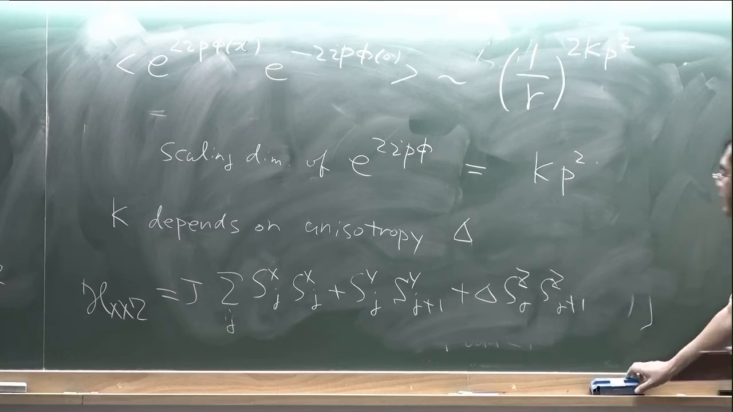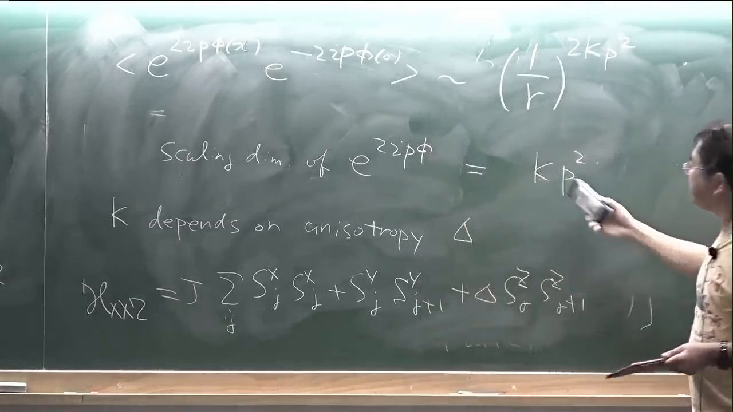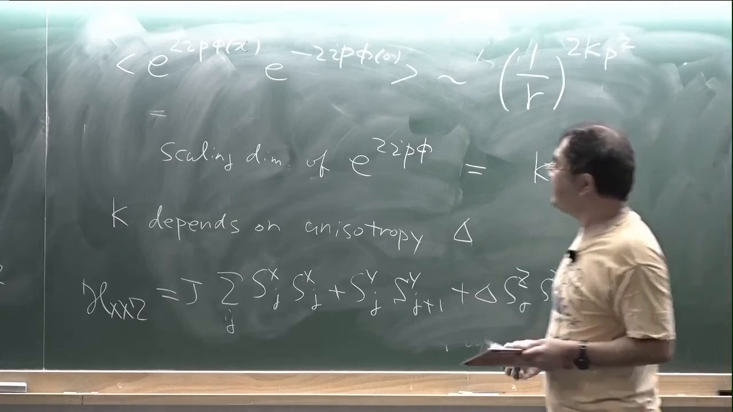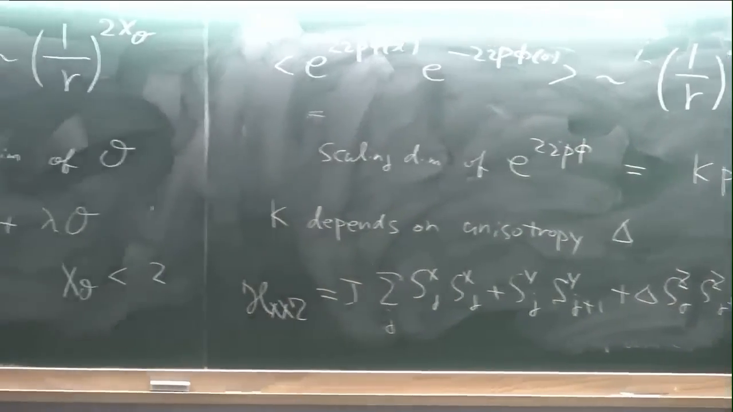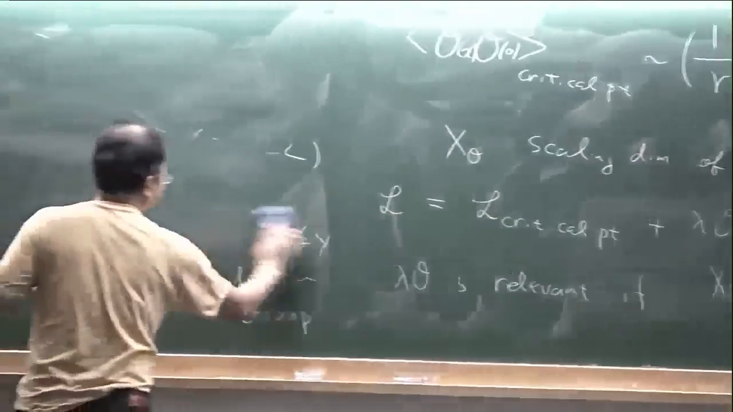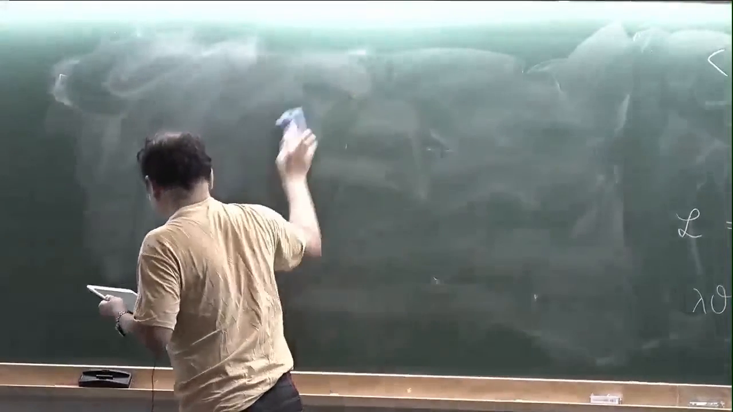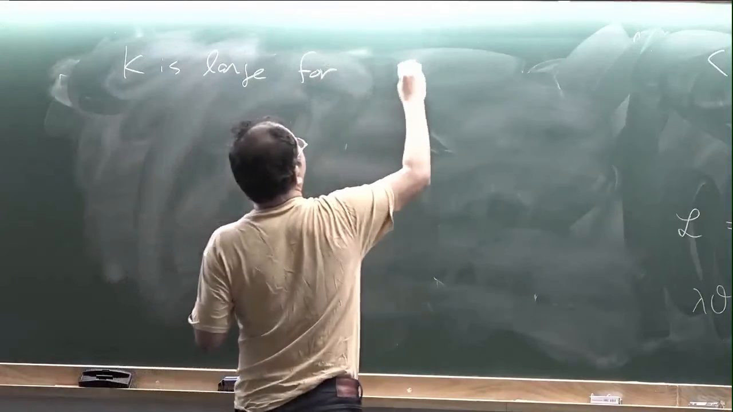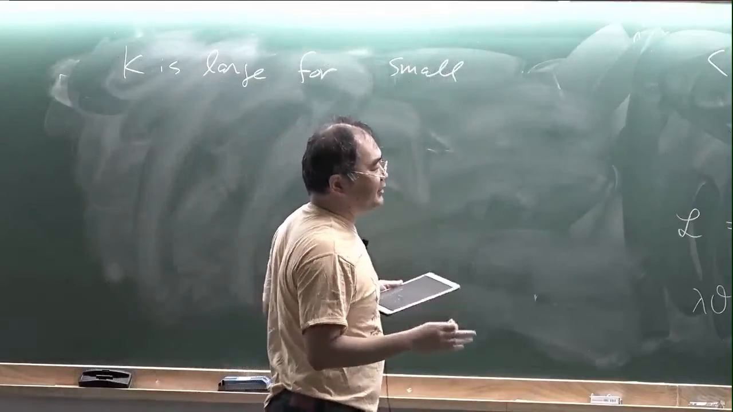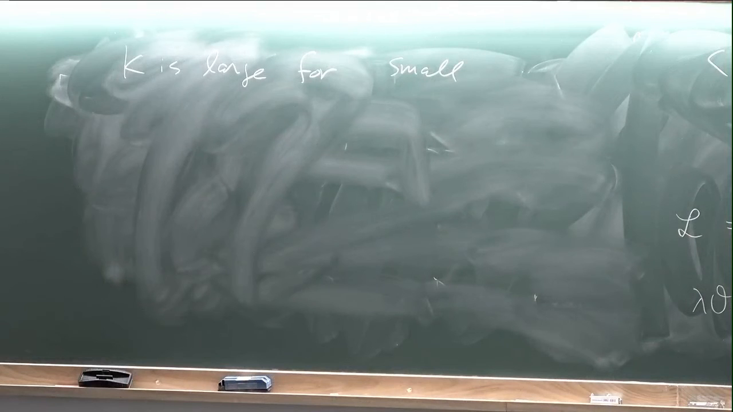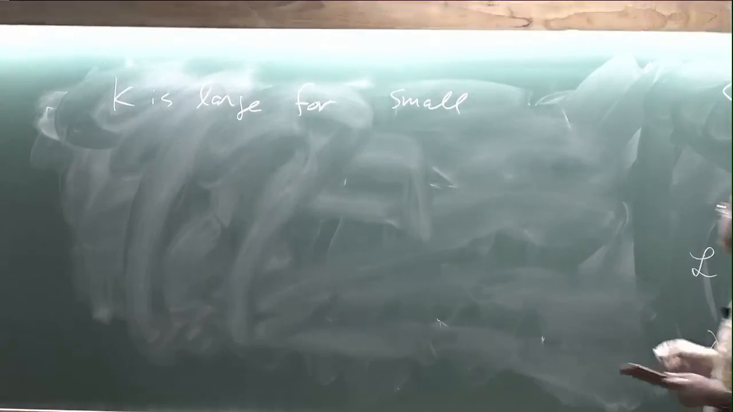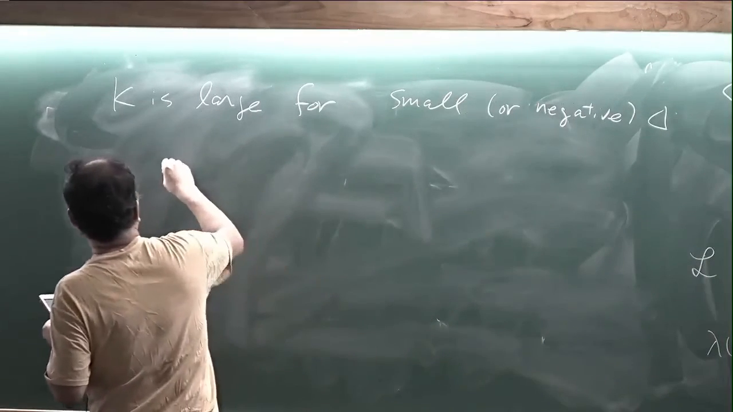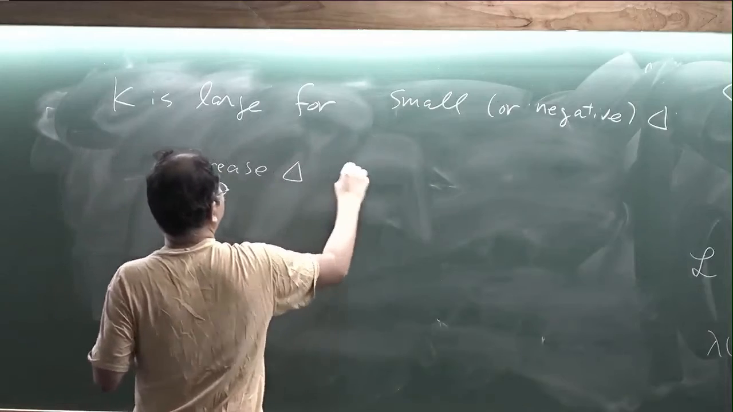Okay, so K depends on the anisotropy. So in general, it depends on K, so we don't know what happens. But still, we can say something. K is large for small or negative Δ because this negative Δ represents an attractive interaction somehow. And then increasing Δ means K decreases.